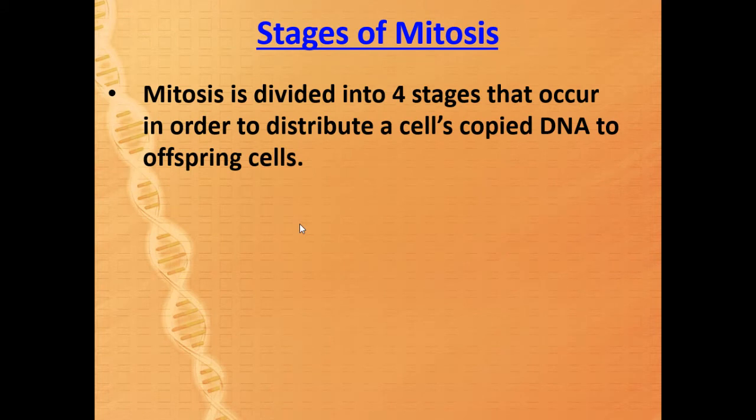Mitosis is divided into 4 stages, and they occur in order to distribute the cell's copied DNA into the offspring cells. I did also say that a cell could stop at the G2 phase. So if something isn't right with the DNA after it's been copied, it's going to be checked over in the G2. And if there is some type of mutation and your cell catches it, it's going to be like, hey, we don't want to have this portion replicated. We don't want to make more cells with this mutation. So it'll actually tell that cell to go through a programmed death, or apoptosis.